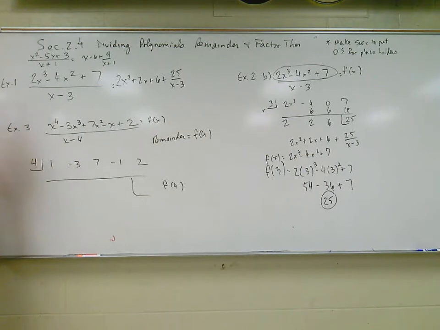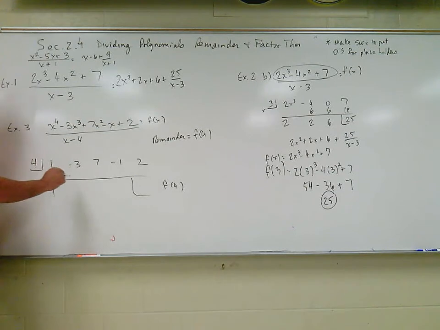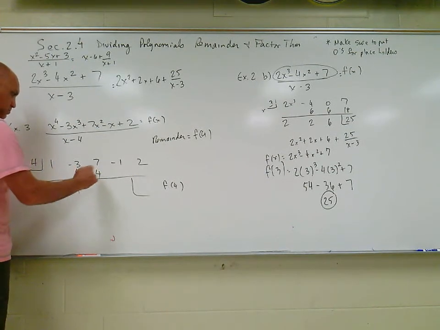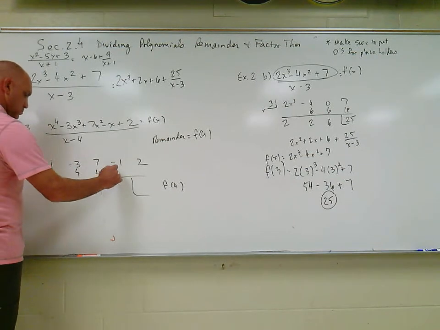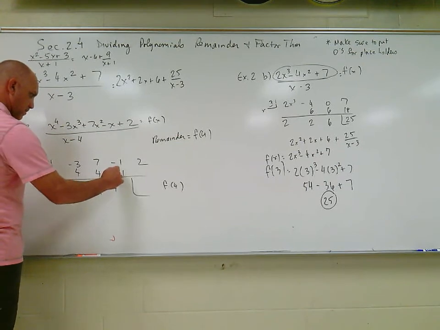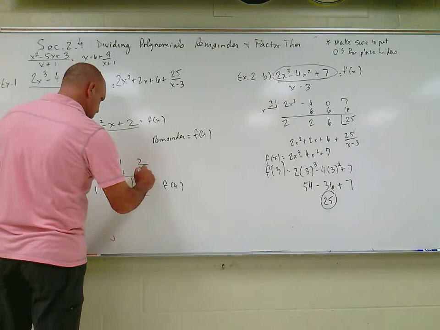Okay. I'll point, you tell me what to write, about ready to check. Austin, you ready? I'll point, you tell me what to write. 1, 1, 4, 1, 4, 11, 44, ooh, 43, 172, yeah, and then 174.